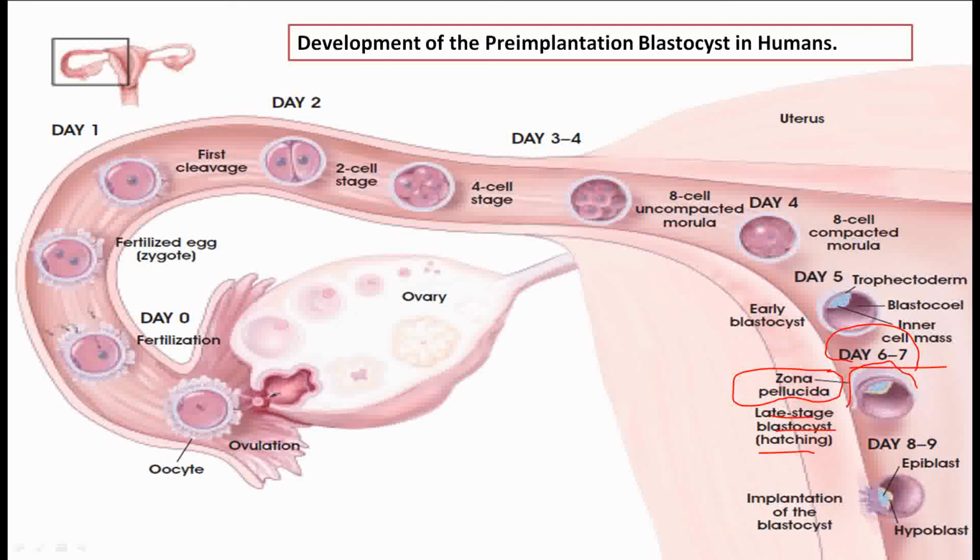Here you can see the zona pellucida spread all over the zygote. But here you can see that the zona pellucida is limited. It will leave the embryo and further it will help in the attachment of the blastocyst with the wall.